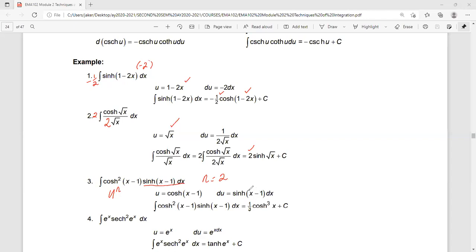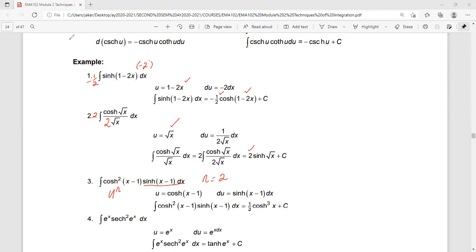If you do chain rule here, the derivative of the quantity x minus 1 is just 1 because the 1 here will have a derivative of 0. So if you use power rule for the hyperbolic cosine squared of x minus 1, that would be this: the hyperbolic cosine of x raised to 3 over 3 based on power rule. This one is the derivative. The entire expression is the derivative.